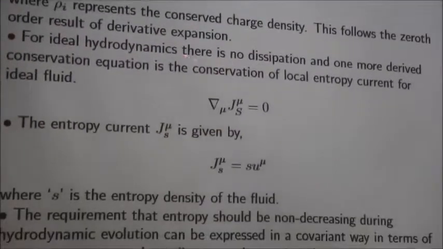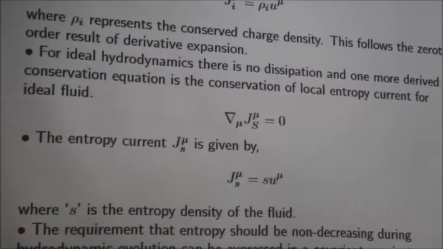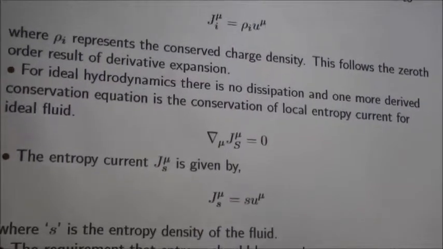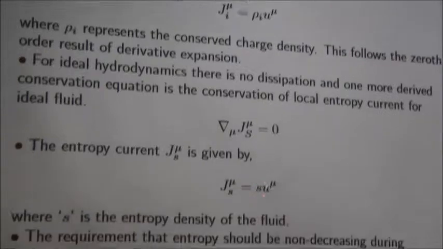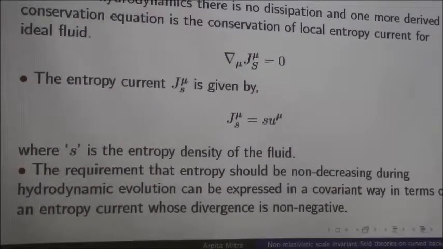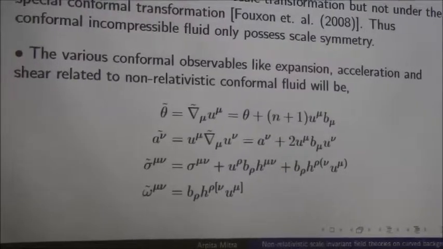For ideal hydrodynamics, I have considered only ideal hydrodynamics, so there is no dissipation, and one more derived conservation equation is the conservation of local entropy current for the ideal fluid, where the local entropy current can also be defined in a similar way to the matter current, where S is the entropy density of the fluid. If the system has to be a thermodynamic system, the requirement is that the entropy has to be non-decreasing during the hydrodynamic evolution, such that the divergence of the entropy current will be non-negative.